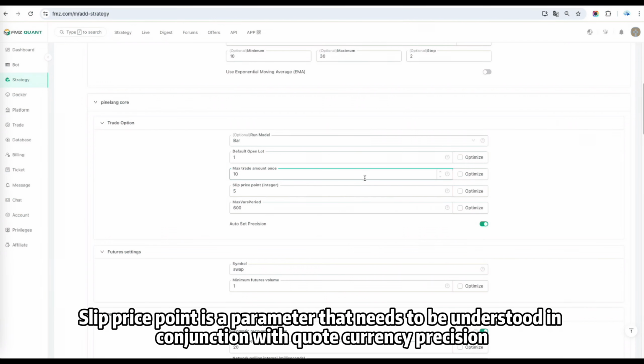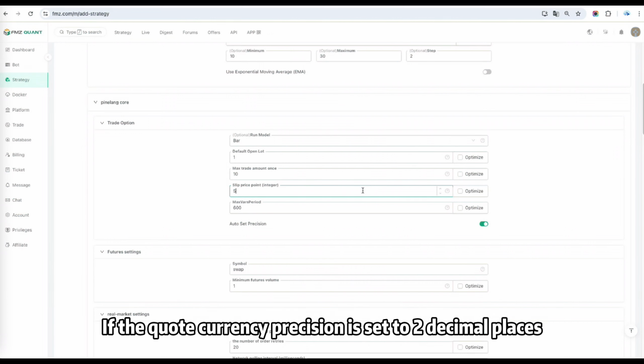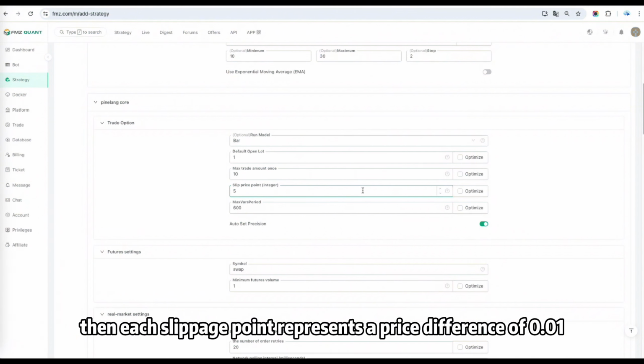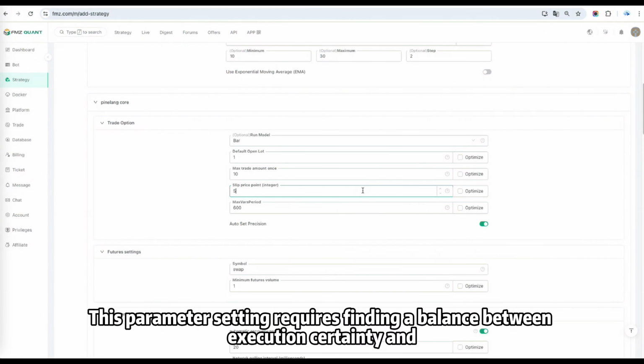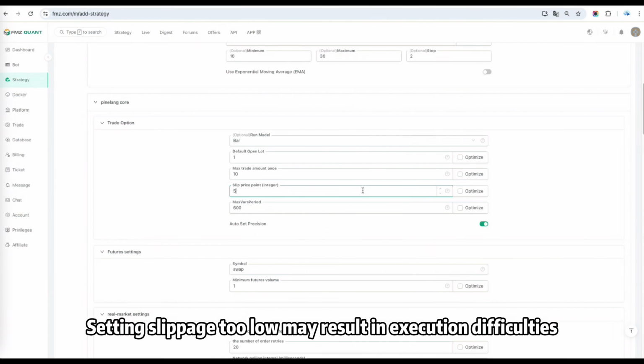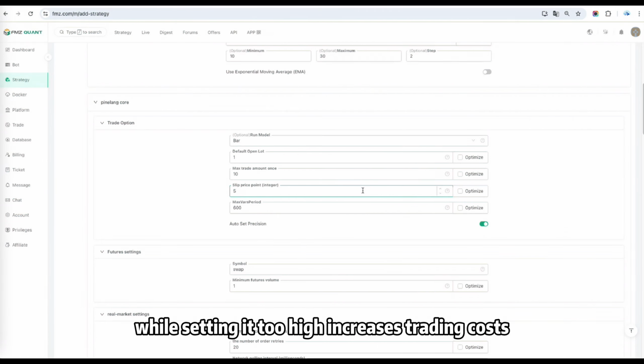Slip price point is a parameter that needs to be understood in conjunction with quote currency precision. If the quote currency precision is set to 2 decimal places, then each slippage point represents a price difference of 0.01. This parameter setting requires finding a balance between execution certainty and trading costs. Setting slippage too low may result in execution difficulties, while setting it too high increases trading costs.